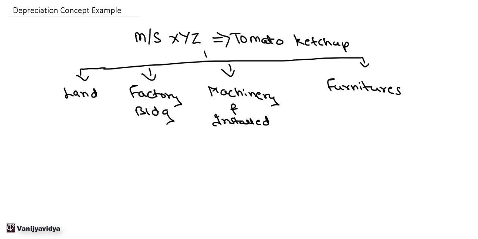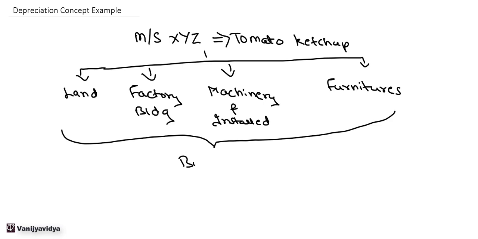for the office or for use in the factory. So this is what all he purchased: land, then he constructed a factory building, then purchased some plant and machinery and installed it, and then furniture for the purpose of office and factory. All this is purchased for the purpose of the business, and the life of all this is more than a year. So all these are fixed assets.